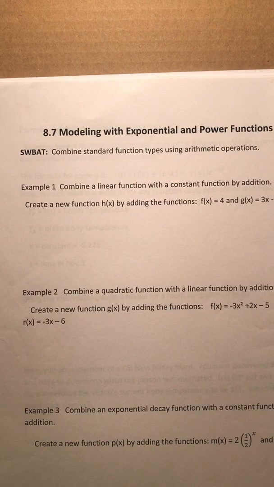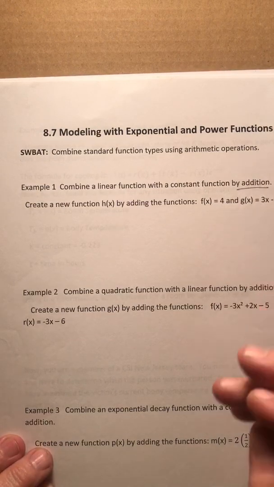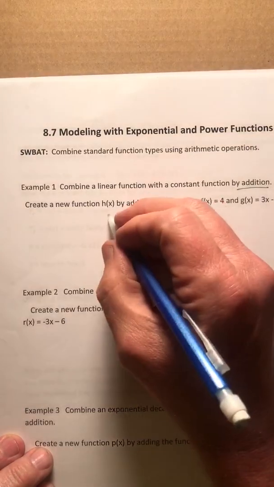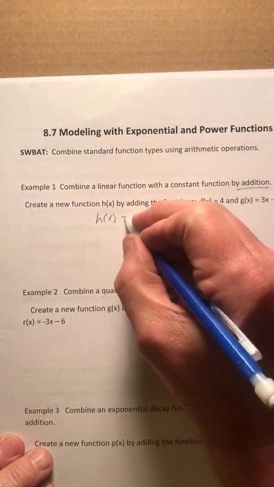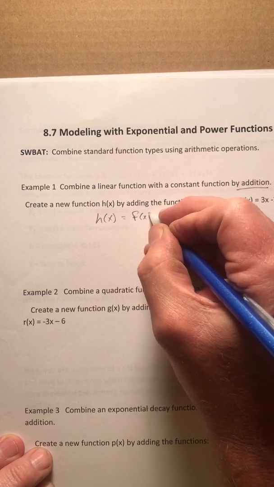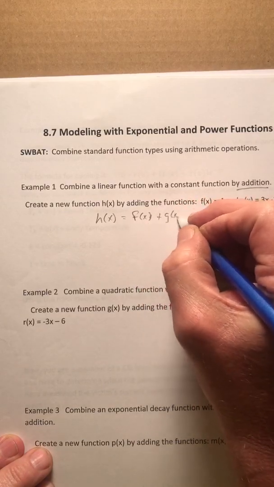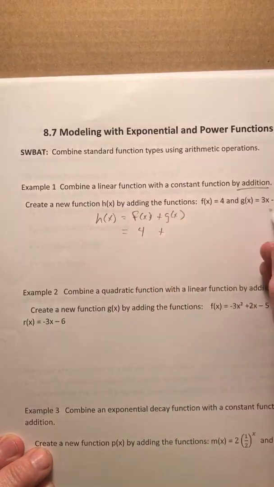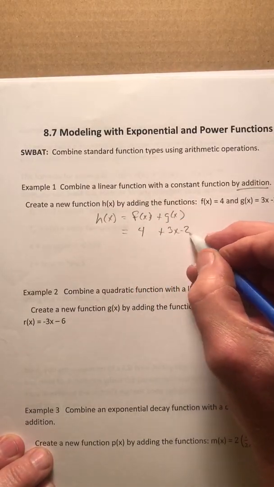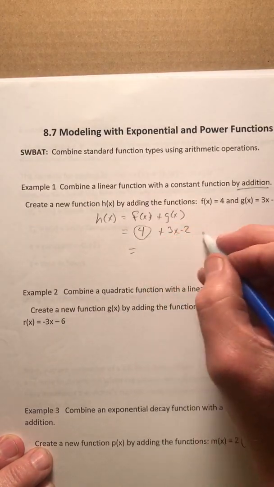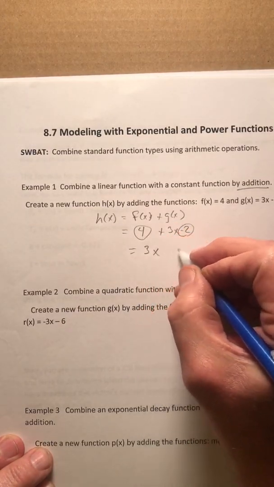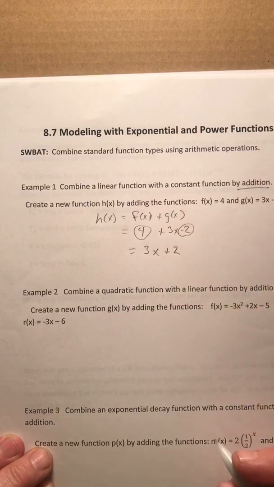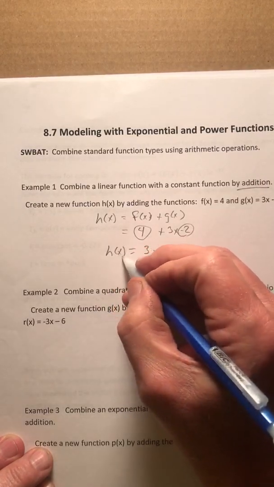All right, so first thing we're going to do is combine a linear function with a constant function by addition. So it's just really adding two functions. So we're going to create h of x by doing f of x plus g of x. All right, f of x is 4. G of x is 3x minus 2. We combine our like terms, and we get 3x plus 2. All right, so that's our new function, h of x.